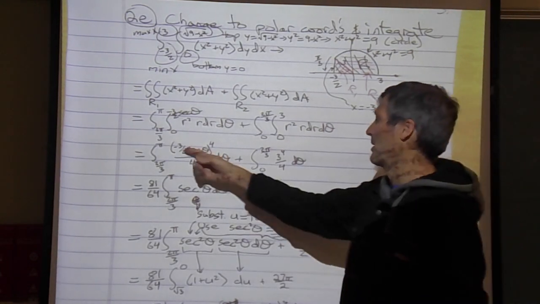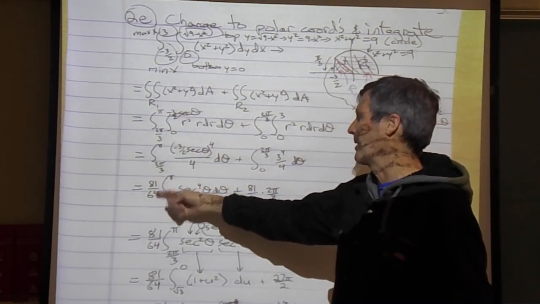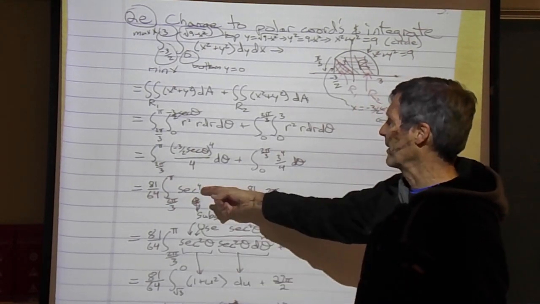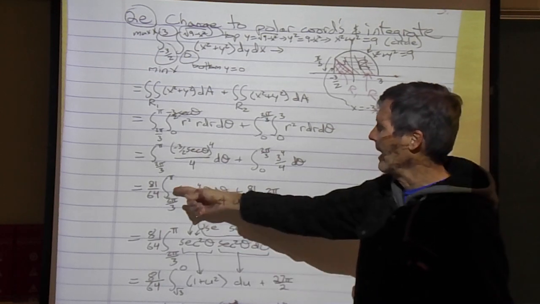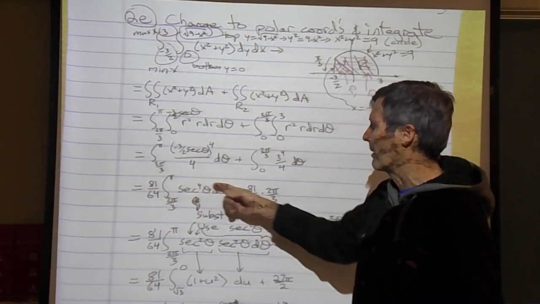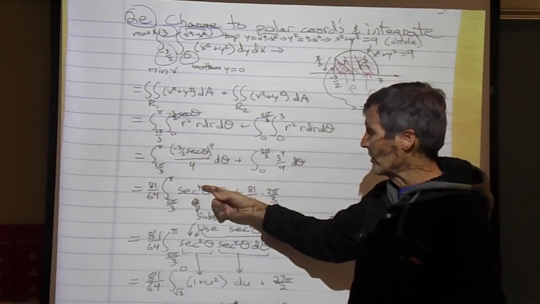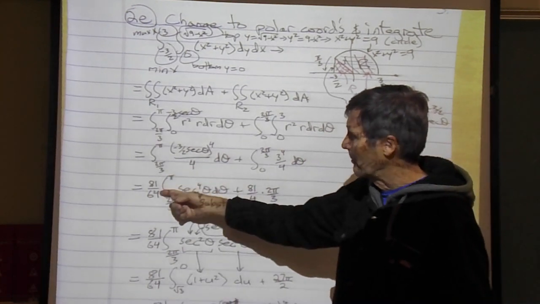If you pull the minus 3 halves to the 4th over 4 out, it becomes 81/4. And you have to integrate secant to the 4th. How do you do that? Remember that old trick? If you have tangent to a power times secant to a power, and secant is even, you can substitute u equals tangent.